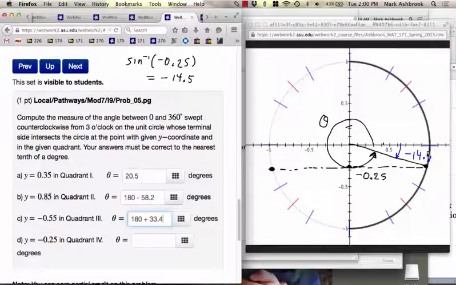So now we look at this situation and we say, how am I going to get the angle I want? You have to use the whole rotation. Whole rotation, which is how many degrees? 360. And what will I do to 360 to get theta? Take a whole rotation, subtract 14.5.